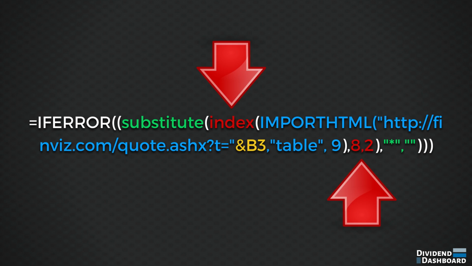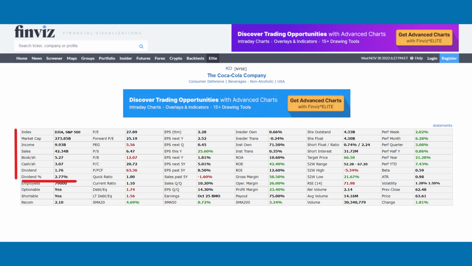Taking a look at color red, INDEX and numbers 8 and 2, INDEX is used to grab information from a specific cell that you select. In this case, column 8 and row 2. So when we take a look at Finbox, this means that it will grab the information from the dividend yield and show the value in Sheets.